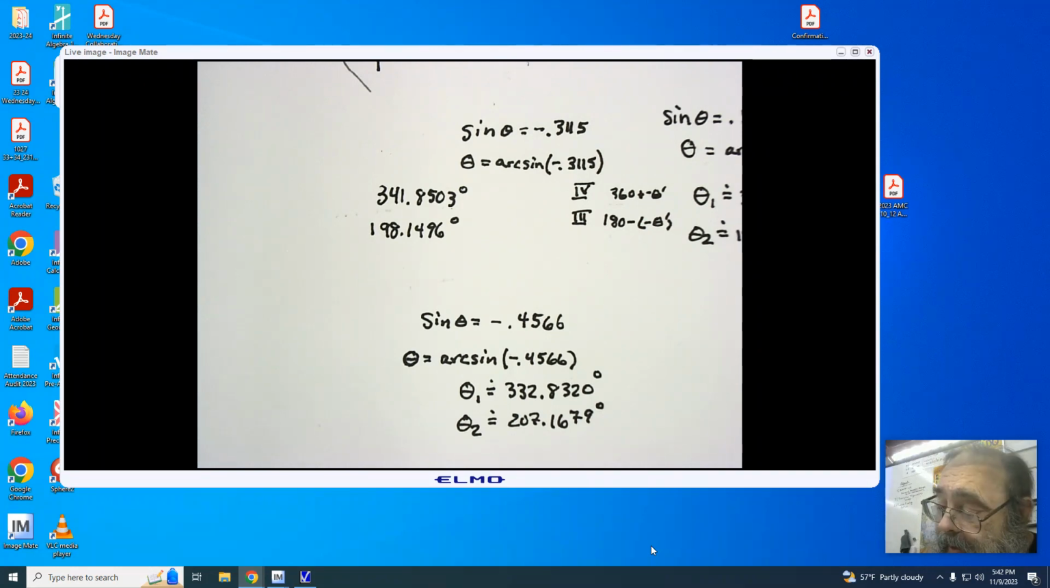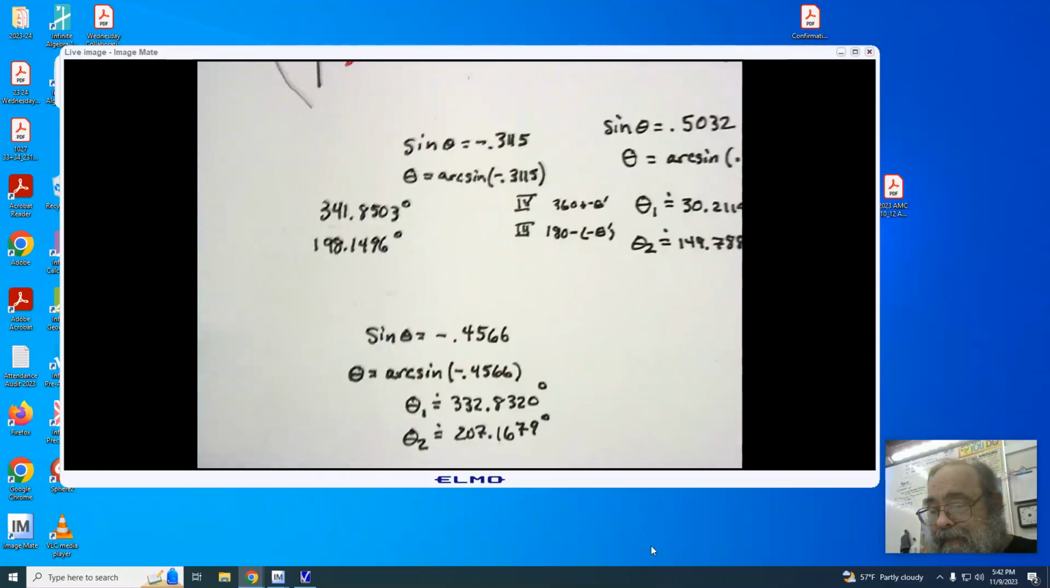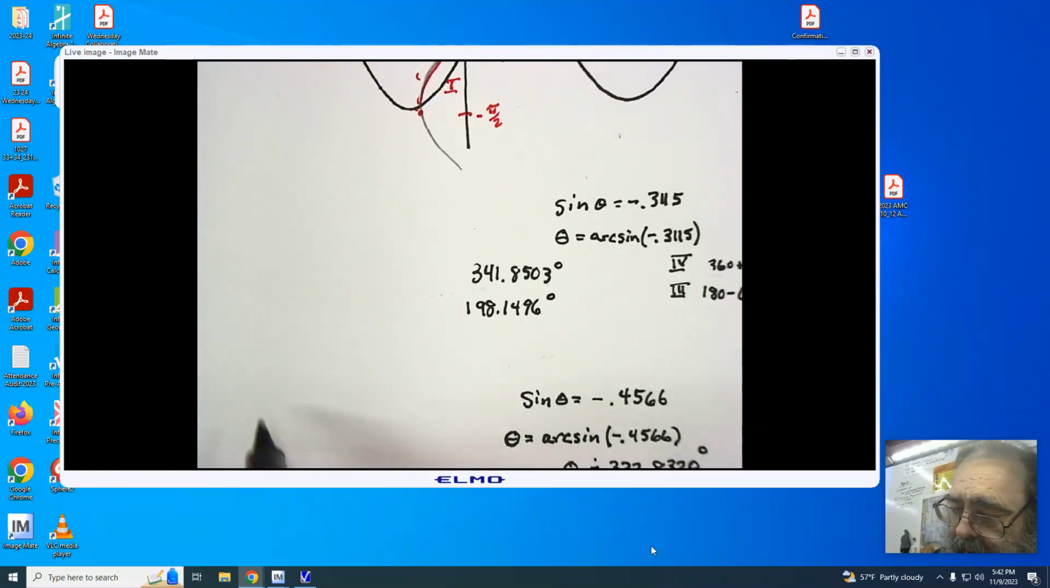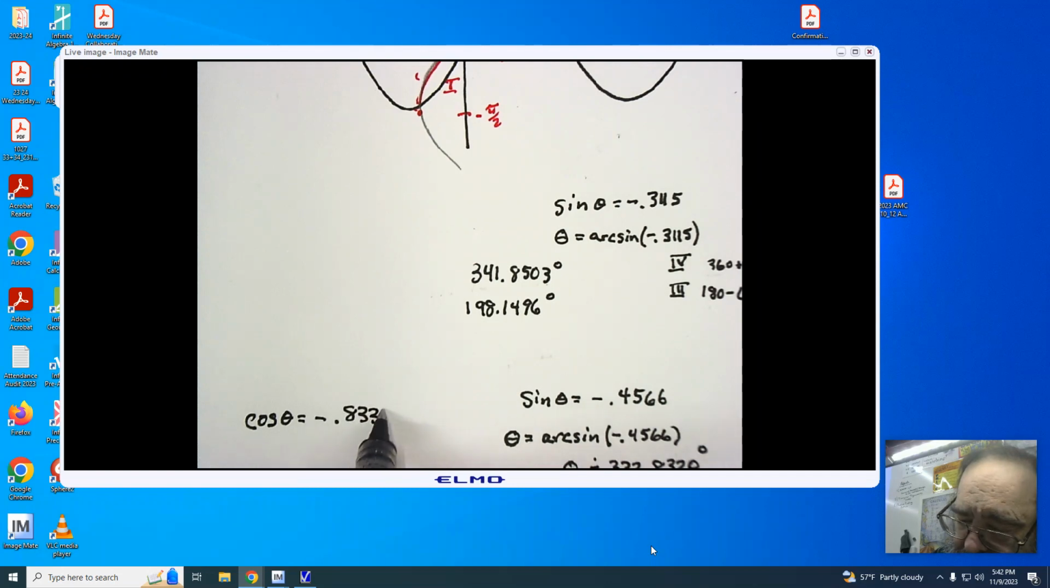Let's go ahead and do another one. This time, let's do the cosine theta equals negative 0.8332.